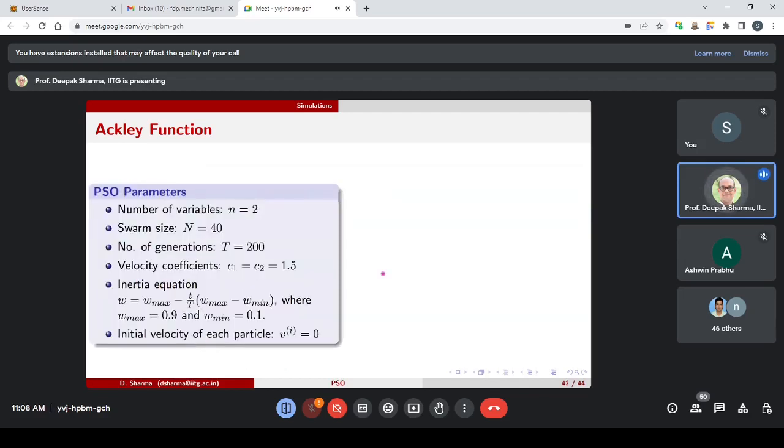In order to solve this particular problem, the value of the parameters for PSO will remain the same as we have taken earlier. So n equal to 40, t equals to 200, c1, c2 is 1.5, omega is varying with respect to this straight line equation, and velocity, initial velocity is 0.